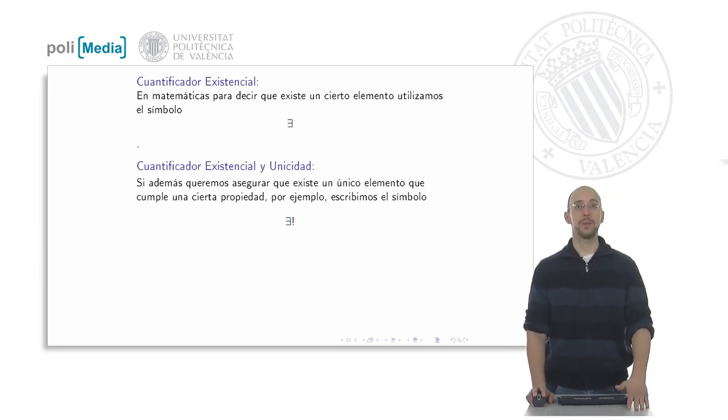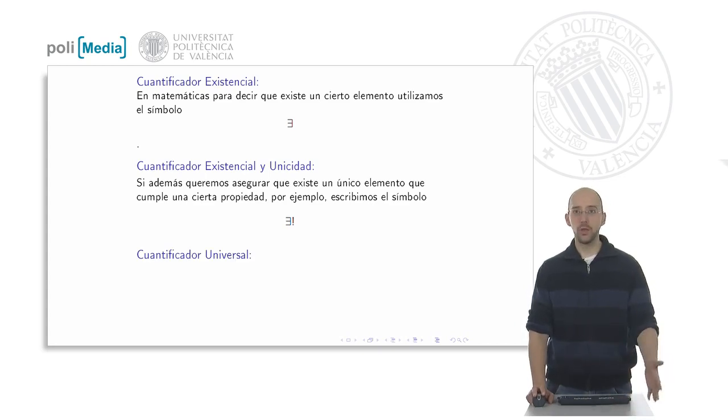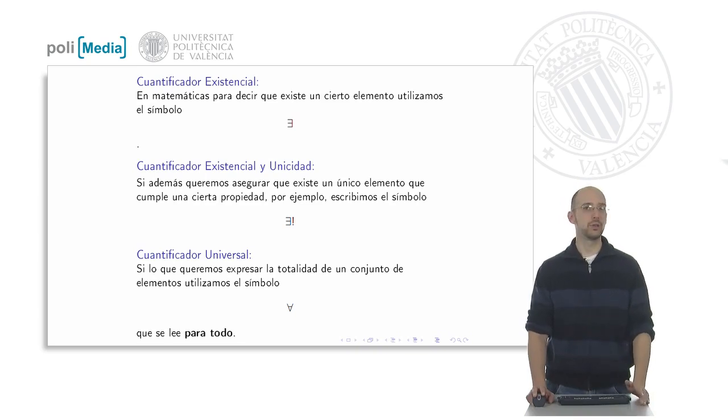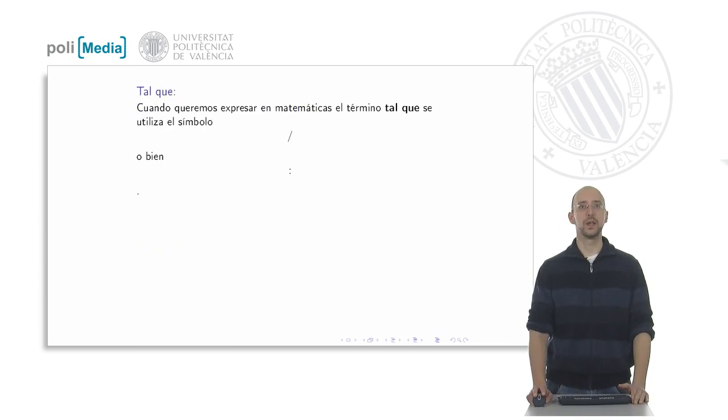Then, to indicate that a particular property holds true for all elements, the symbol used is the universal quantifier, which resembles an upside-down A. It is read as for everything. Next, we will see an example in which we will use some of these symbols.